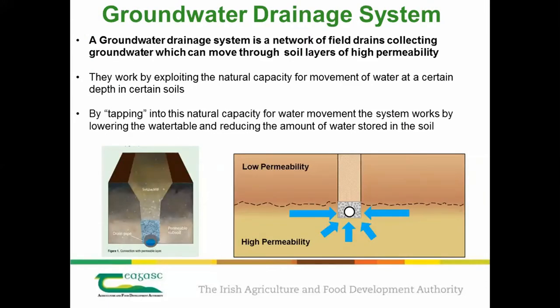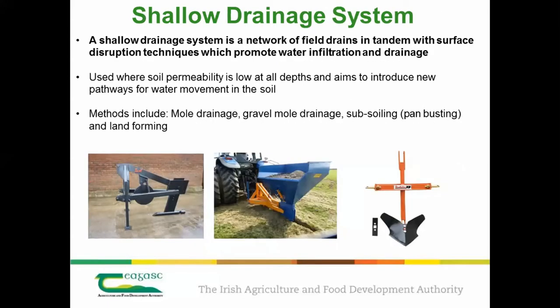There's a bit more detail there in terms of how these systems actually work. As I said, the idea of the groundwater drainage system is that you're tapping into a reserve of groundwater and lowering the water table through that natural capacity, I suppose, for water movement. The shallow drainage system employs the implements that you see there in the photographs to fracture and crack the soil and try and improve structure to get water moving off the surface. So again, it promotes water infiltration, it promotes drainage closer to the surface, and there's a number of different methods that can be employed there.